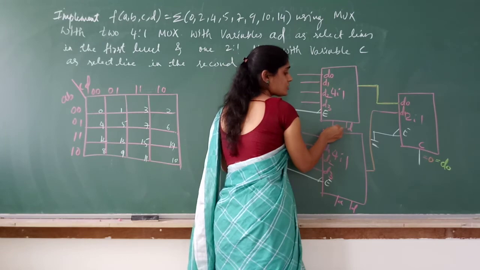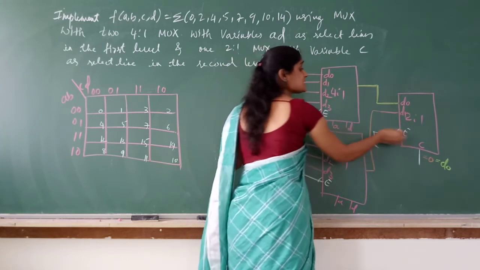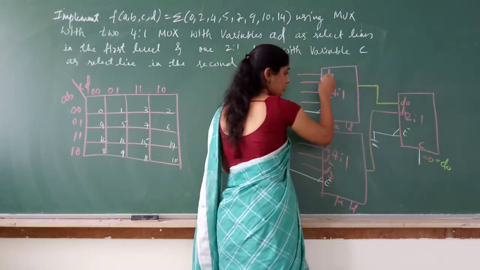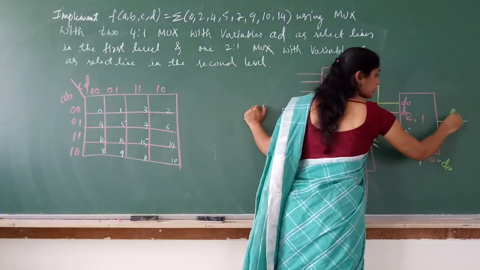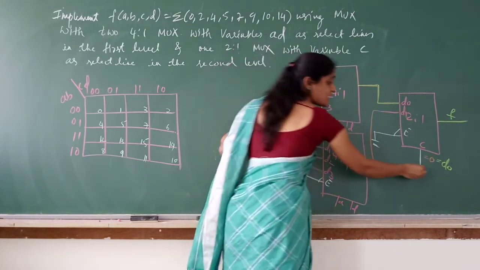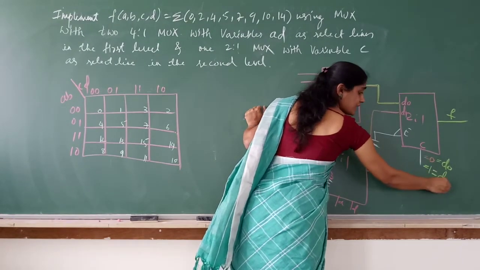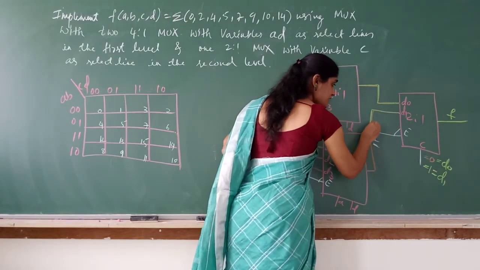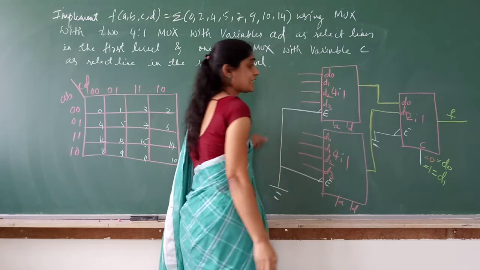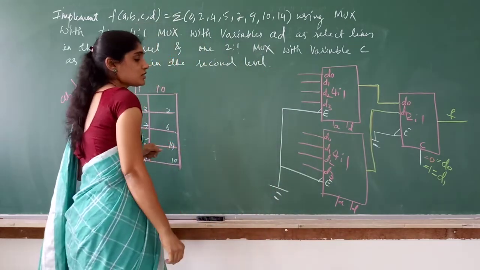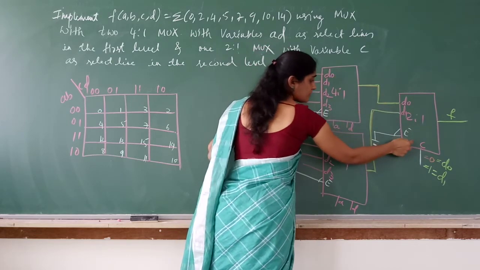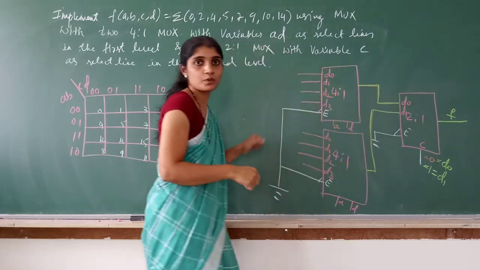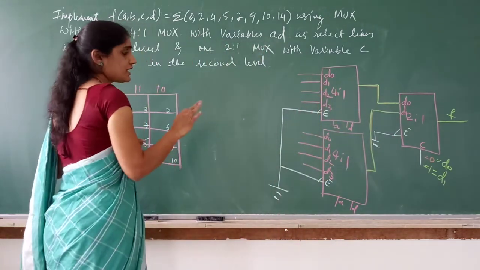So when AD is 0, 0, 0, 1, 1, 0, 1, 1, when C is 0, you get the one out of these four inputs and that will be connected to the output. When C is 1, D1 is the output. That means D1 is what? This is the output of the second 4:1 multiplexer. So when C is 0, this multiplexer should work. When C is 1, this multiplexer should work. Okay? So let us write the truth table.